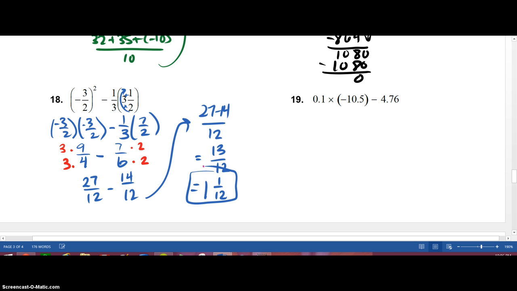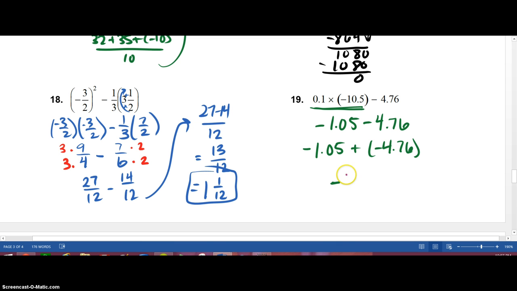Number 19, I have 1/10 times negative 10 and 5/10 minus 4.76. So I first do my multiplication first. When I multiply my two decimals here, I get negative 1.05. And I'm going to carry down what I haven't used, which is subtracting 4 and 76 hundredths. So really what this looks like is negative 1 and 5 hundredths plus negative 4 and 76 hundredths. So if I combine these two decimals together, I'm going to add them together and use the sign since they have same signs. Think our integer rules. I'll get negative 5 and 81 hundredths.